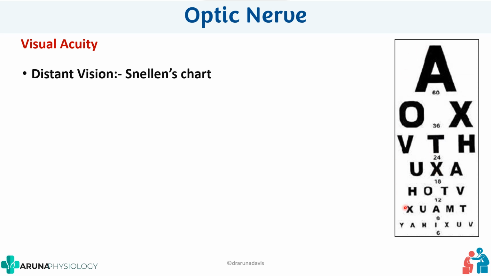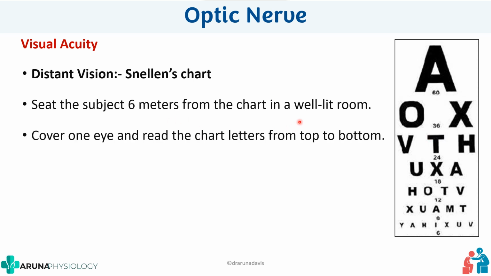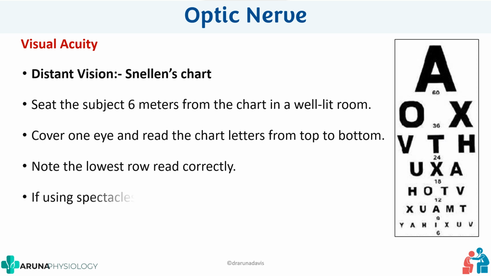To test the visual acuity of distant vision, we ask the subject to sit at least 6 meters from the chart in a well-lit room. Then you ask him to cover one eye and read the chart letters from top to bottom, and we note the lowest row which is read correctly. If the person is using spectacles, it is ideal to repeat it with and without them. That means even without the spectacles you can ask the subject to repeat it.